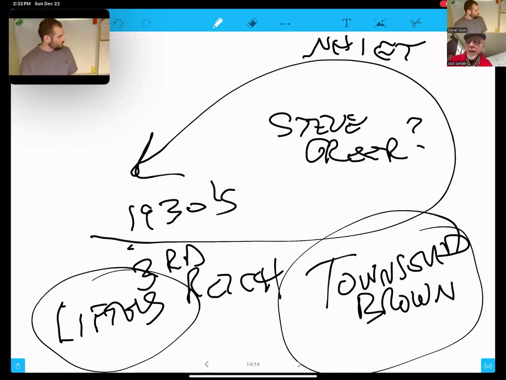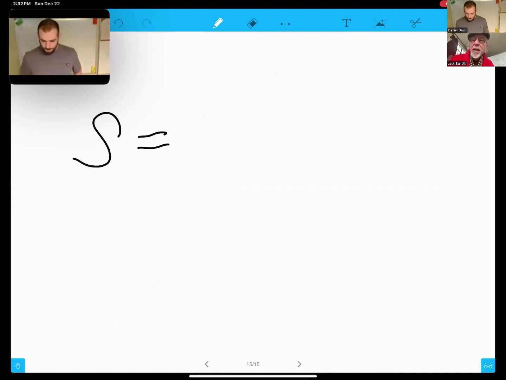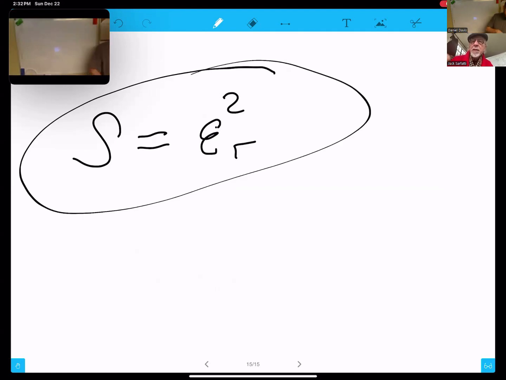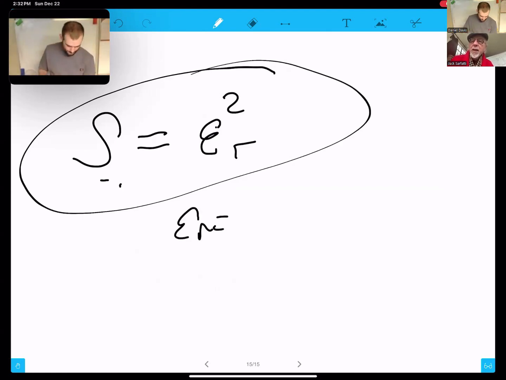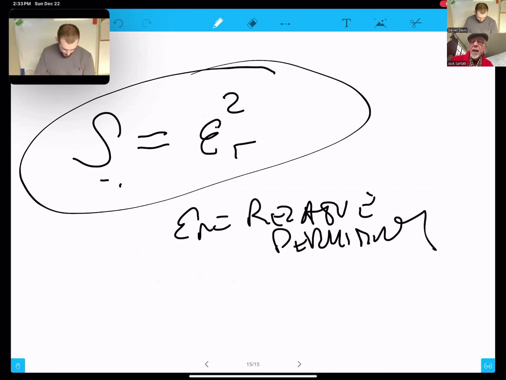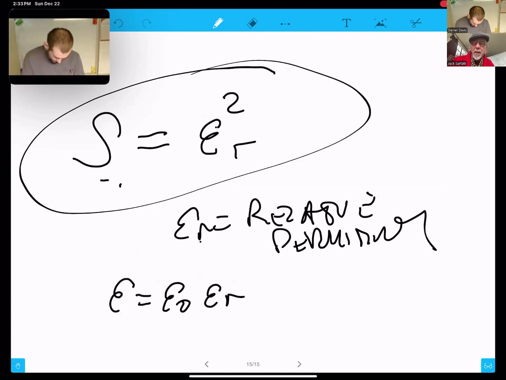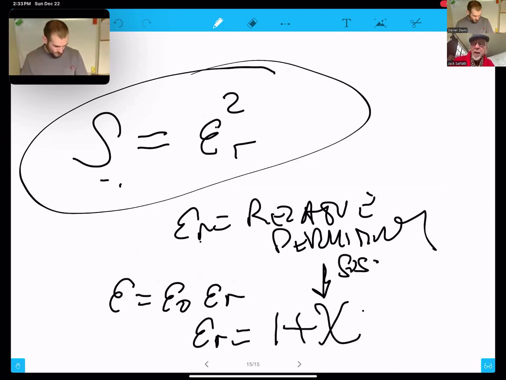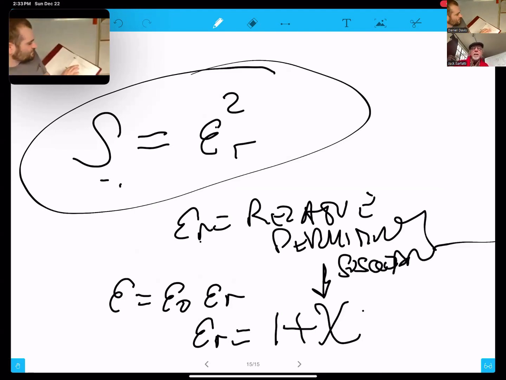Because the S field is basically the permittivity squared, roughly, in a simple case. This is the ER, the relative permittivity. And so that's ER. Epsilon is epsilon zero ER. ER is 1 plus chi, that's the susceptibility. There's this paper called The Biefeld-Brown Effect and the Space Curvature of Electromagnetic Field.